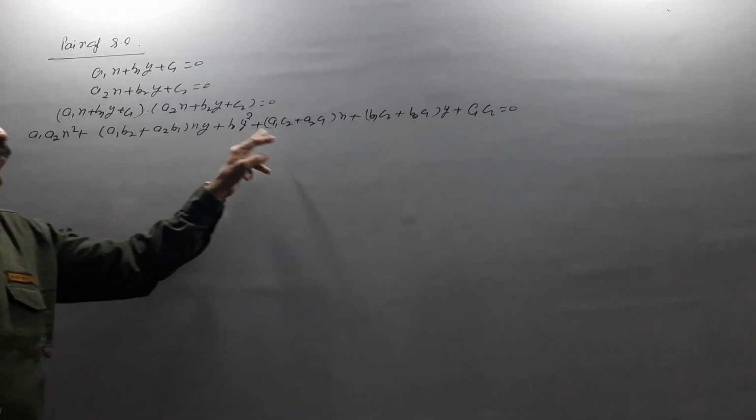Counting the terms: one, two, three, four, five, six, seven, eight, nine. So there are 3 terms in this bracket and 3 terms in this bracket. In multiplication, there must be 9 terms. This is the multiplication of these two brackets.